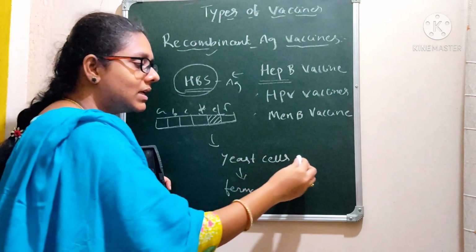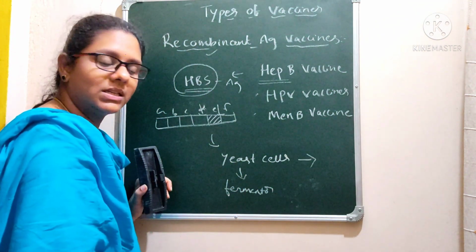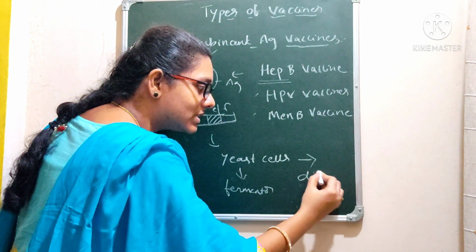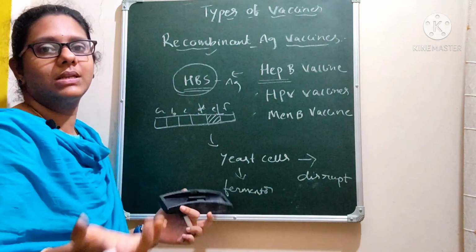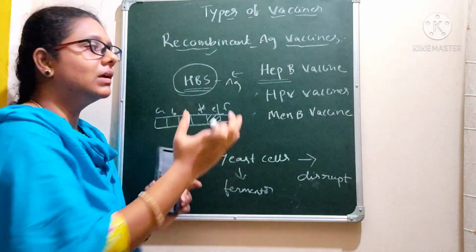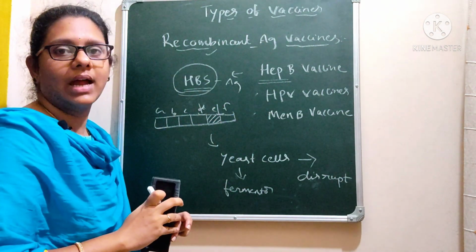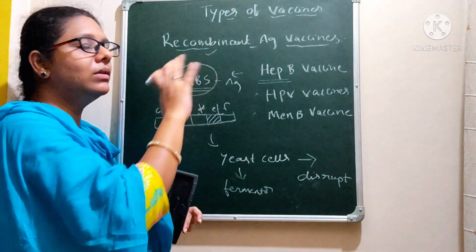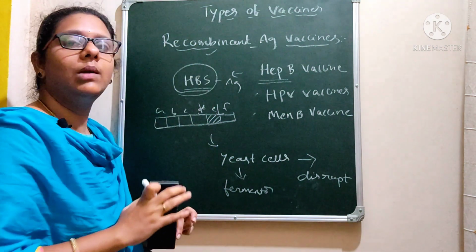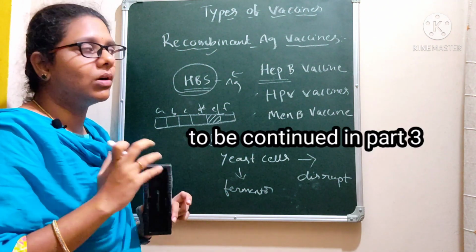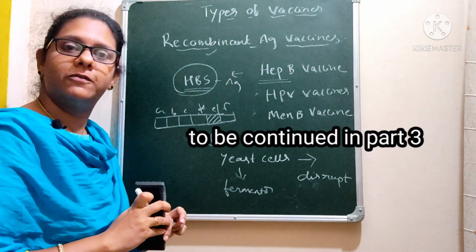So after you harvest the yeast cells, you disrupt the cells by applying high pressure. Once you break the yeast cells, you collect that surface antigen, and that will be utilized for the preparation of a vaccine. In this way, with the help of recombinant DNA technology also, we can prepare vaccines.